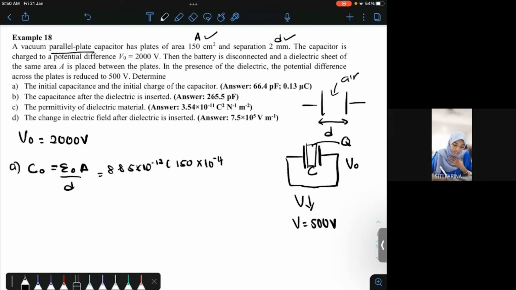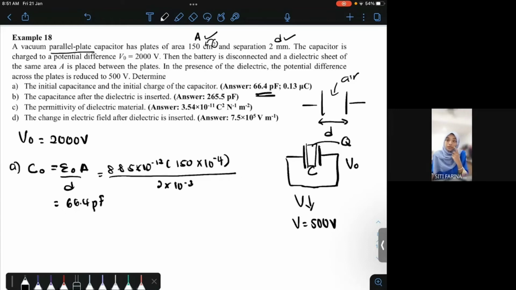This square belongs to senti juga. So senti kamu memang negatif 2. Kamu squarekan dia lagi. So dia jadi negatif 4. Tak, kamu darab 2. Okay, indeks kamu akan darab 2 dekat sini. And then kamu bahagi dengan jarak 2 eksponen negatif 3. Tekan calculator, you should get this answer 66.4 picofarad ataupun 6.64 eksponen negatif 11. Betul jawapan dia, sama juga.